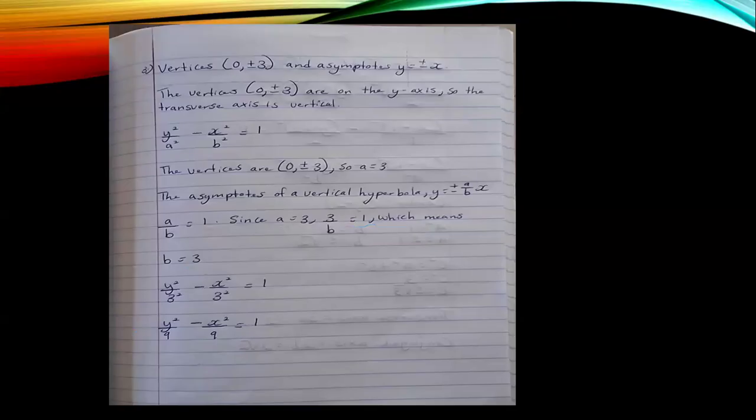So y squared divided by 3 squared subtract x squared divided by 3 squared equal 1. We square those, give you 9. So y squared divided by 9 subtract x squared divided by 9 equal 1.